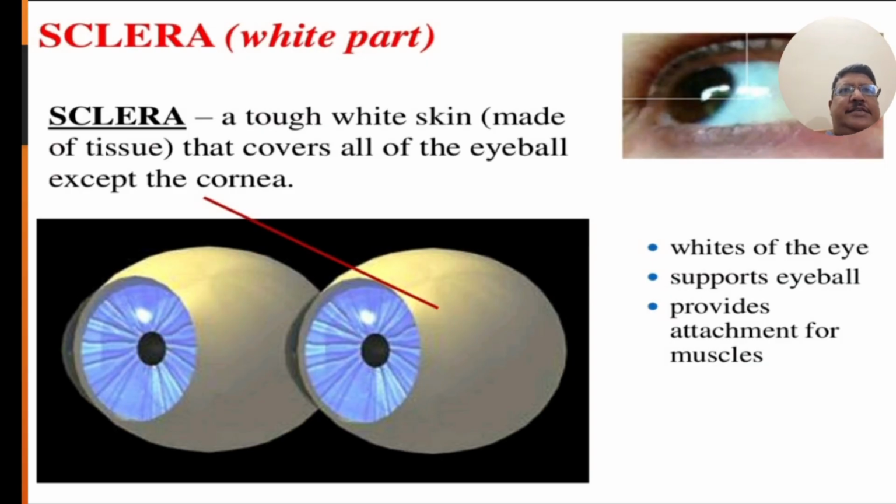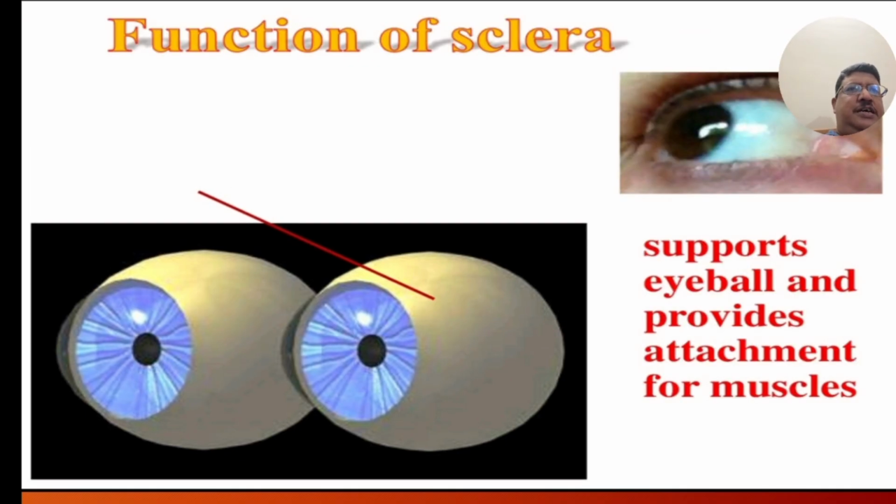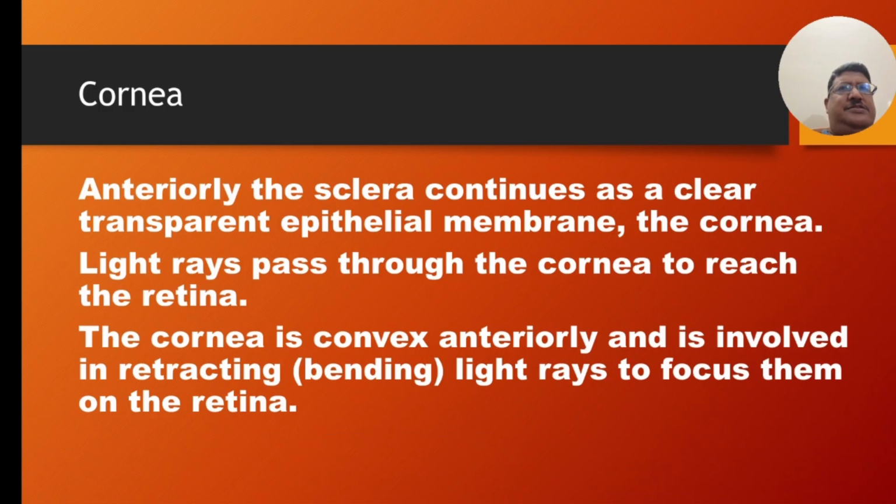Sclera, the white part. The sclera is a tough white skin made of tissue that covers all the eyeball except the cornea. The white of the eye supports the eyeball and provides attachment for muscles. Function of sclera: support the eyeball and provide attachment for muscles.